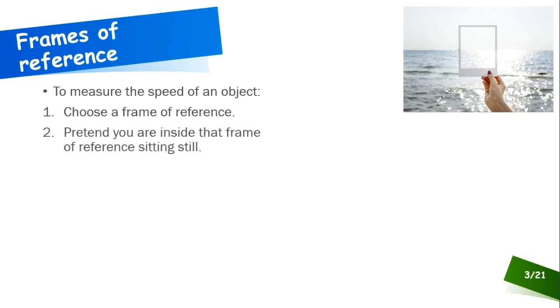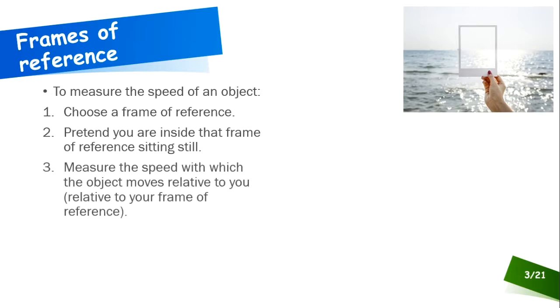Once we've chosen our frame of reference, then we need to pretend that we're inside that frame of reference and we're sitting still. So we're not going to be moving ourselves, but we're going to be inside this frame of reference, sitting still, observing the motion of the object whose speed we're trying to measure. And then we just go ahead and measure the speed that object moves relative to ourselves. Okay? And because we're standing still inside that frame of reference, that speed will be relative to the frame of reference in which we're sitting.